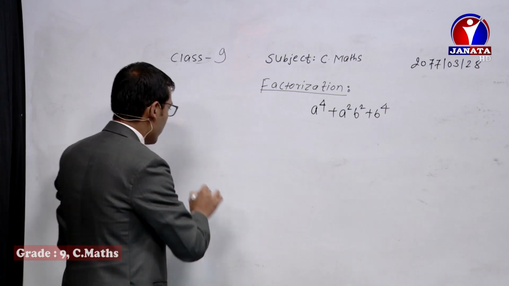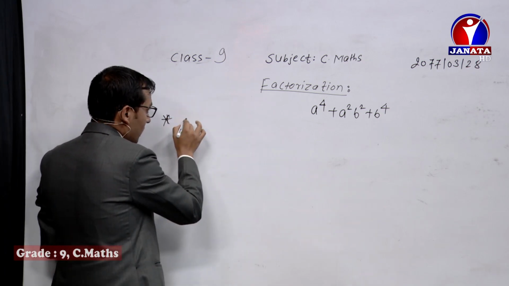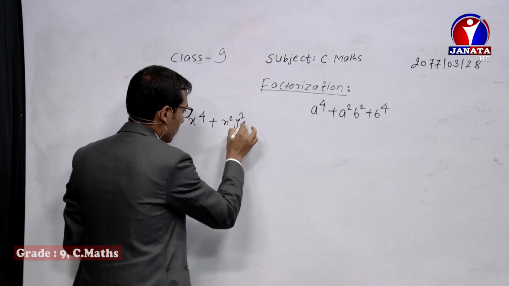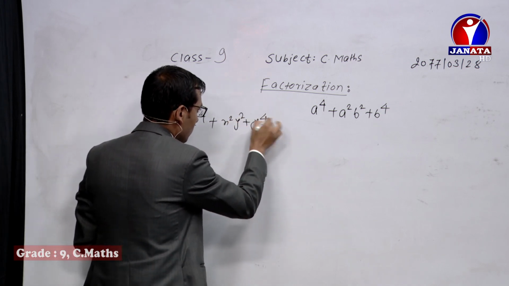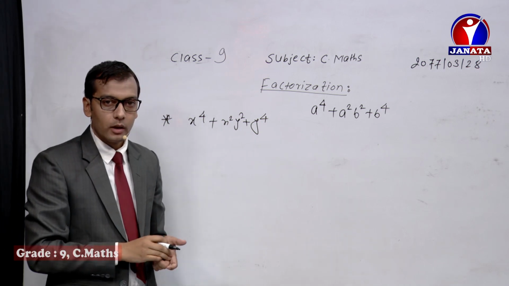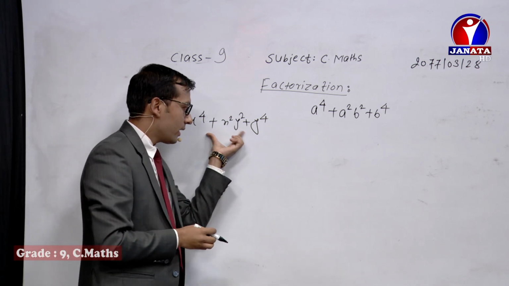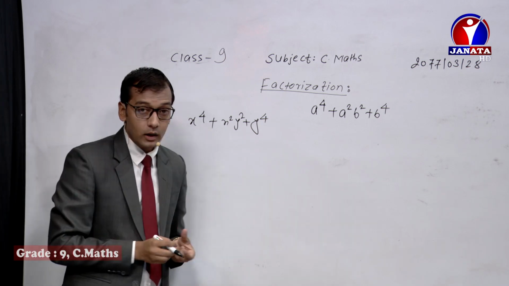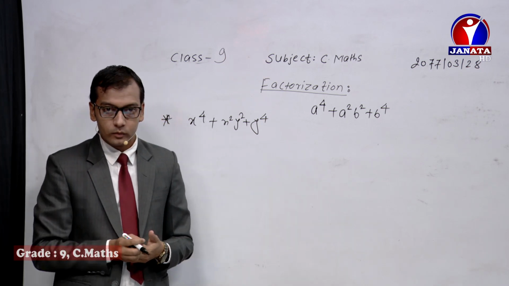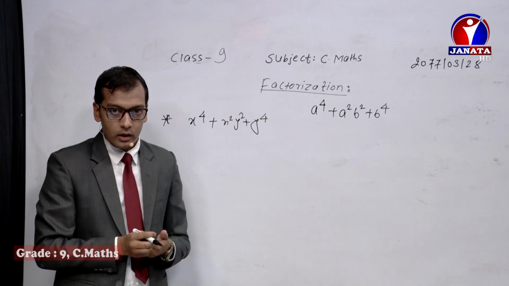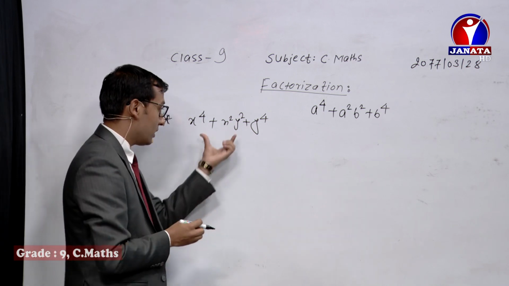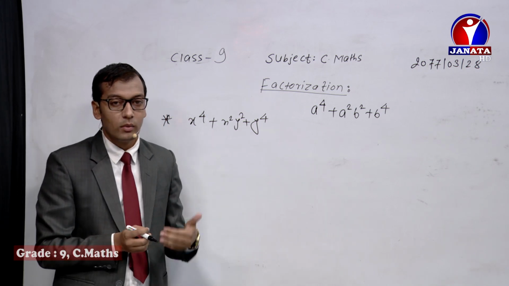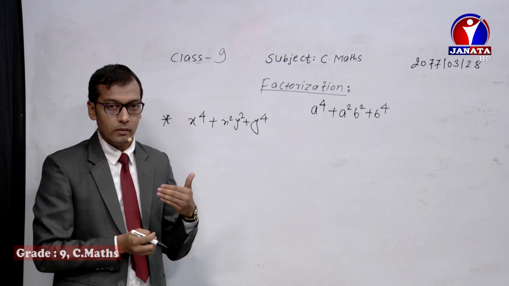So let me take a question for this, or directly we can factorize this expression, but here I am taking a question: x to the power 4 plus x square y square plus y to the power 4. So let's try to factorize this expression. This is one of the common factorizations which we did in grade 8, and we are learning it now in grade 9. So this is a common factorization in math.